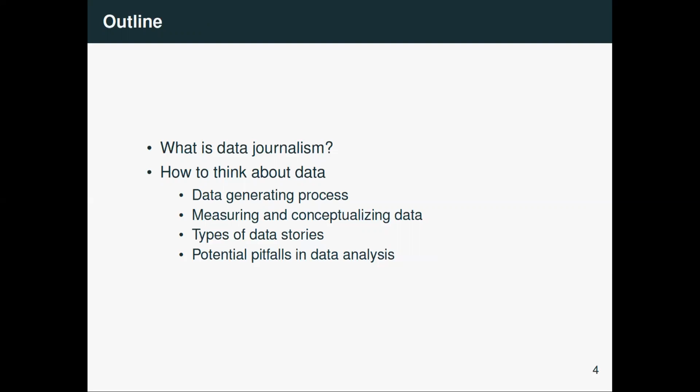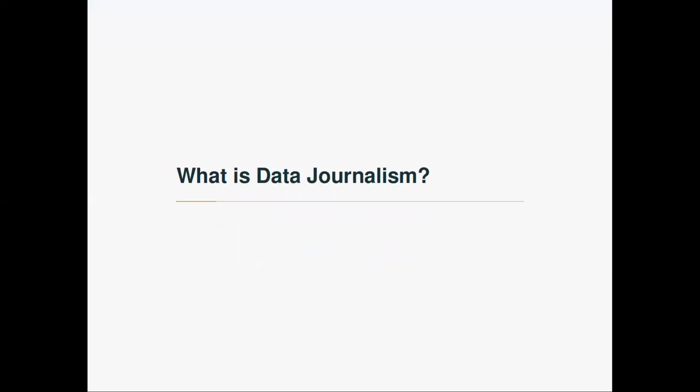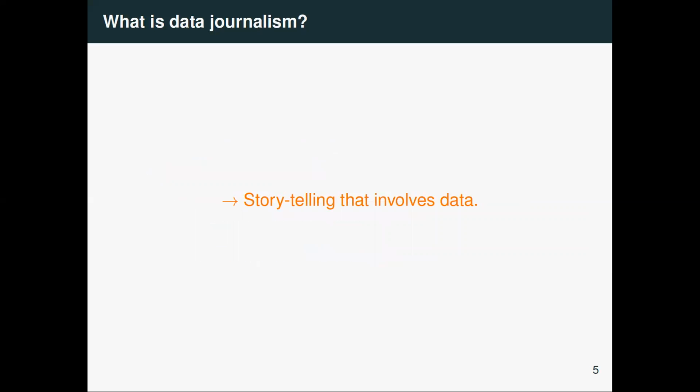So let's begin. What is data journalism? So I take a fairly broad view of what data journalism is and define it simply as any storytelling that involves data. Data journalism can come in many forms. It can be as simple as the AJC reporting on how many people voted this week in Georgia, all the way to the more complicated and intensive election prediction modeling you see in places like the New York Times or FiveThirtyEight.